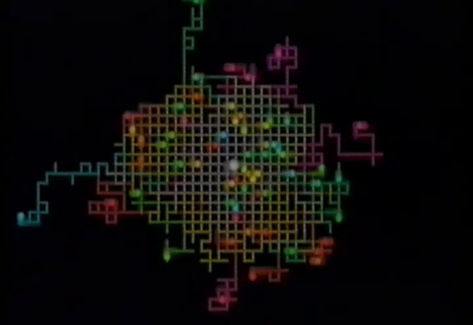Sixteen particles. Sixty-four particles. 256 particles.